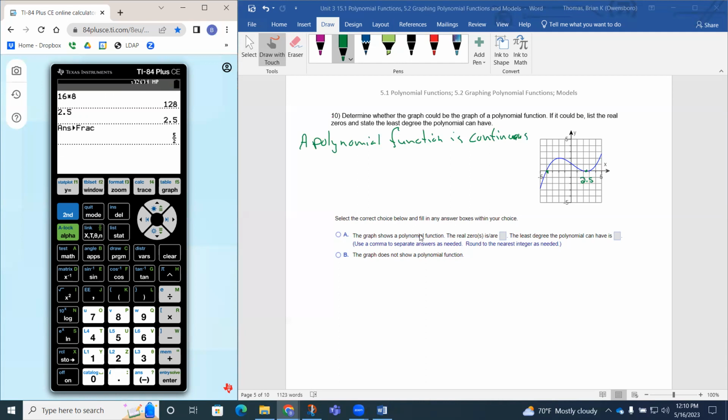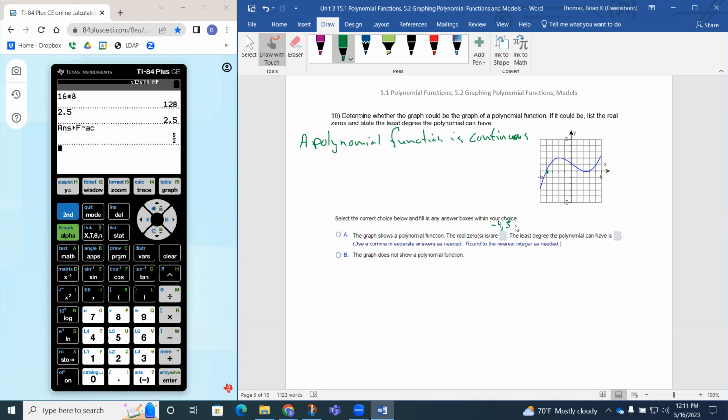So the graph shows a polynomial function. We're seeing that. And the zeros are, looks like I'm seeing a -4 and a 5/2. So round to the nearest integer as needed. Oh, well, okay. Nearest integer, they don't want fractions there. So, whoa, that's going to be interesting over here. If I round to the nearest integer, then looks like I would have to say 3 to the nearest one.